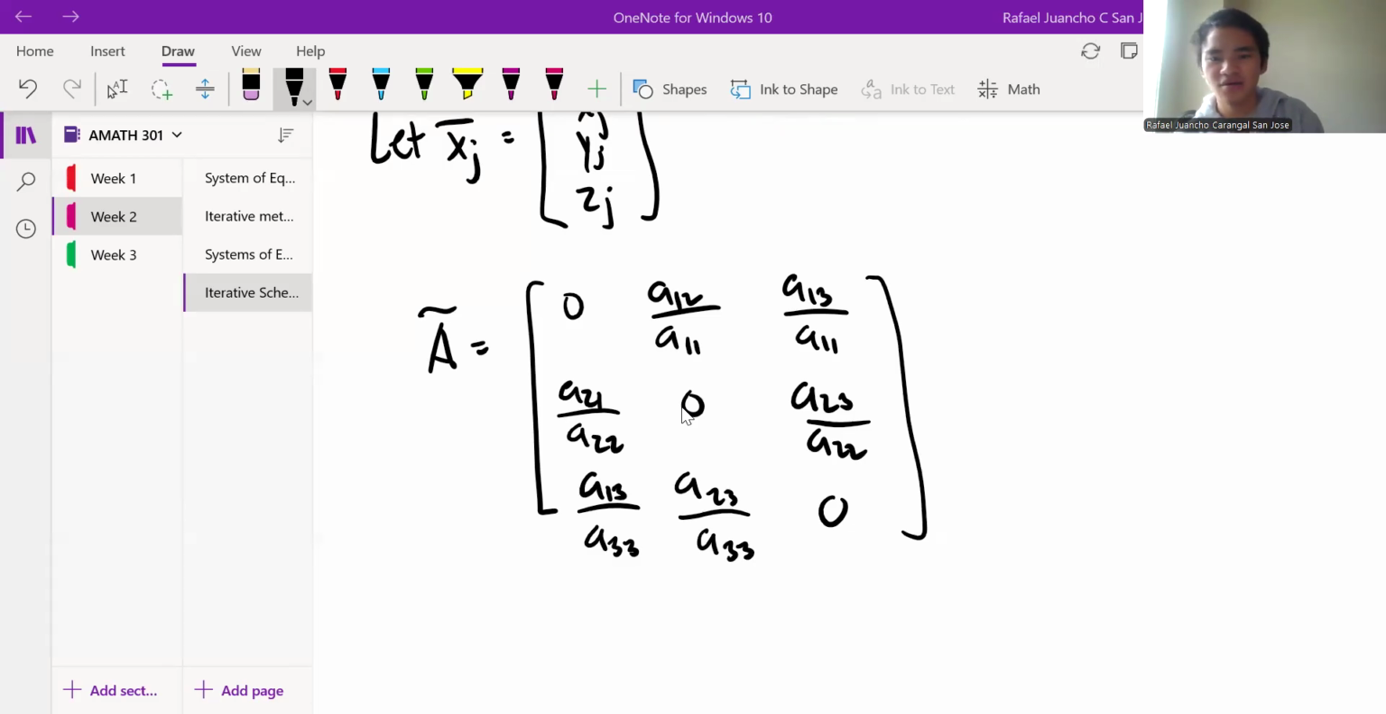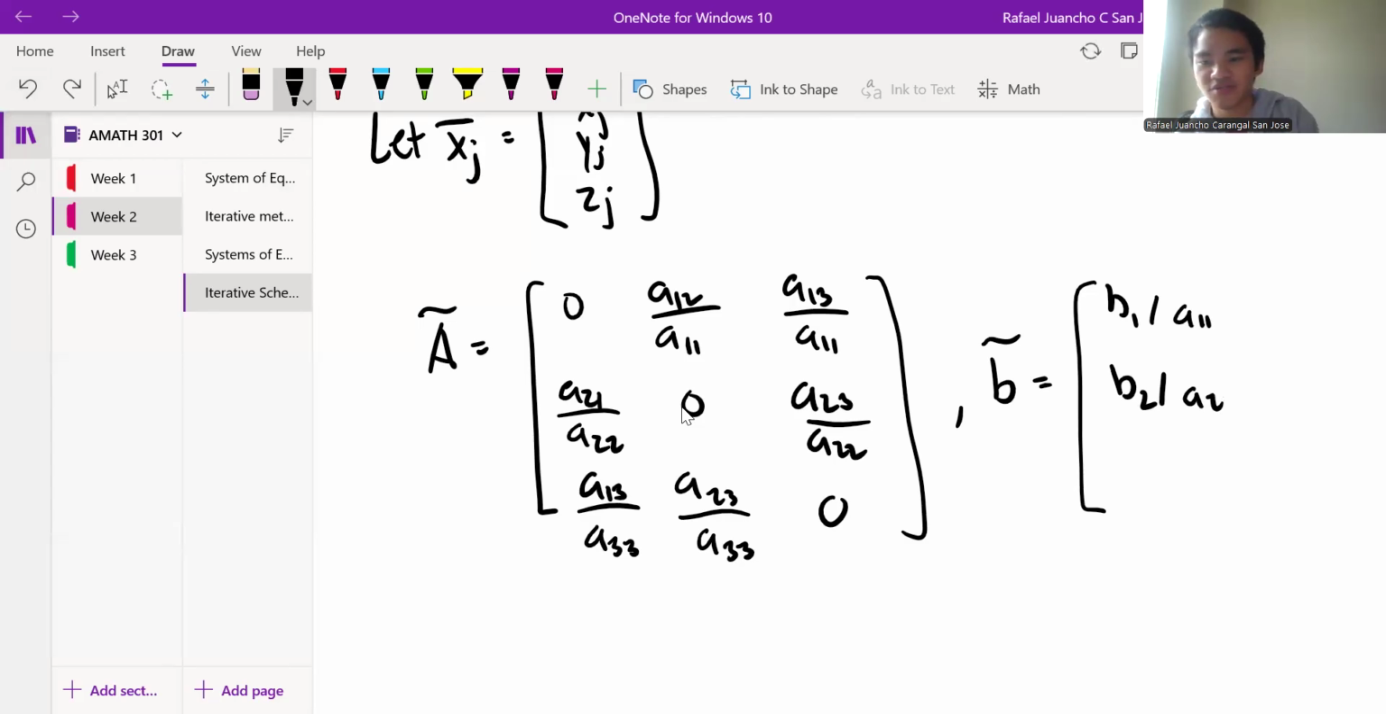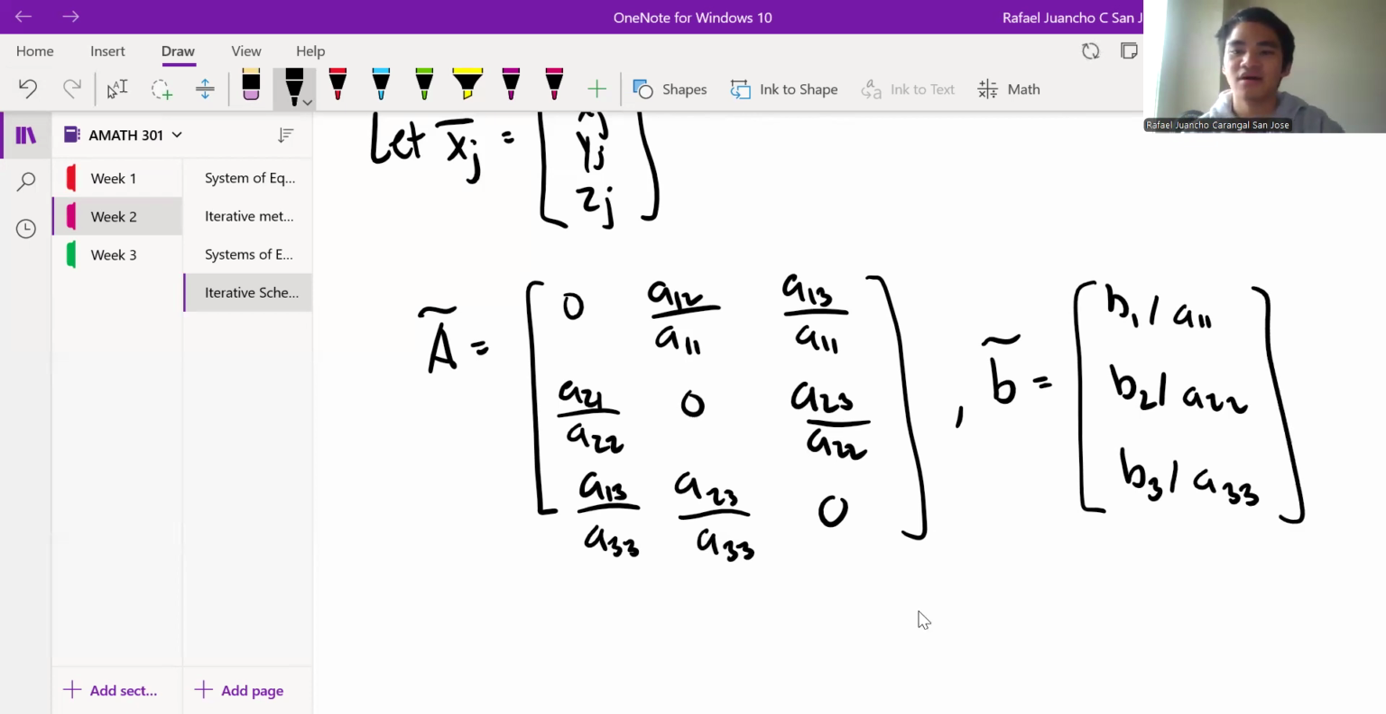That's my A tilde. My B tilde, on the other hand, is just going to be B1 over A11, B2 over A22. Yeah, it's really hard working with general stuff. And then B3 over A33, right?